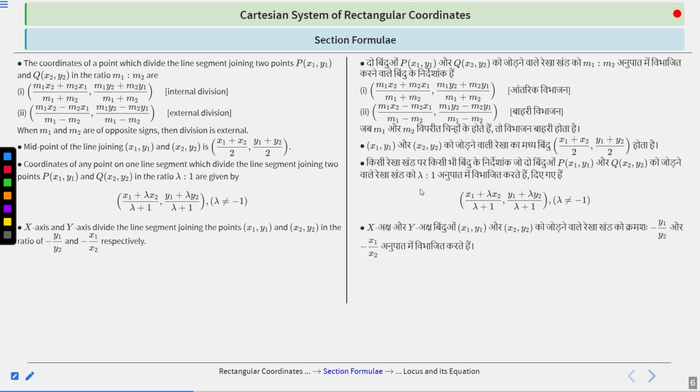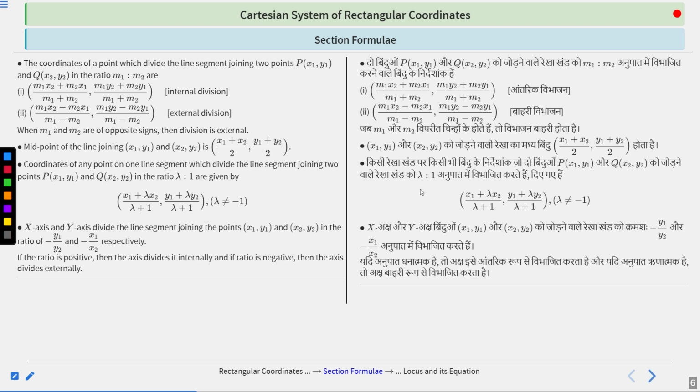Now the x axis and y axis divide the line segment joining the points (x1, y1) and (x2, y2) in the ratio of minus y1 upon y2 and minus x1 upon x2 respectively. If the ratio is positive, then the axis divides it internally, and if the ratio is negative, the axis divides it externally, right? Got it? Okay.